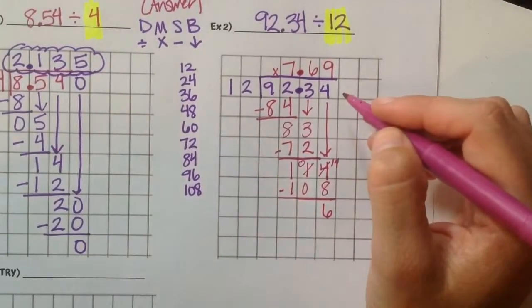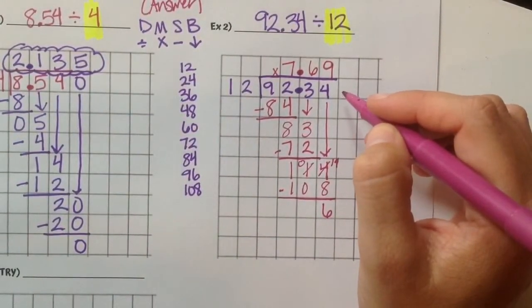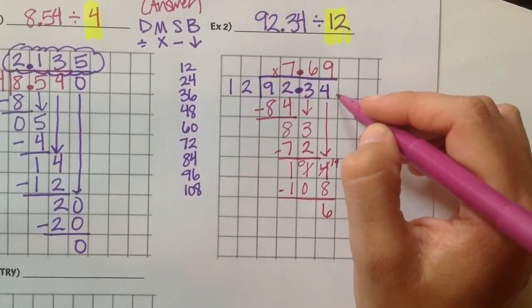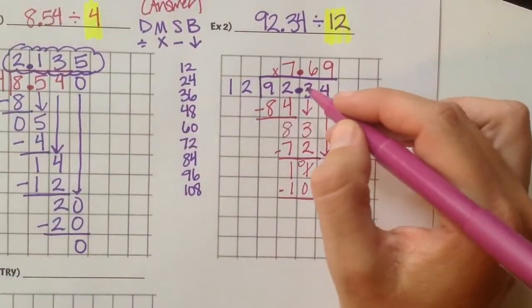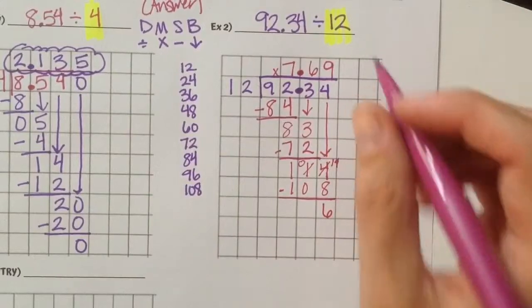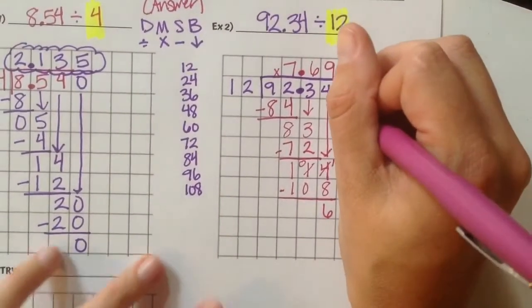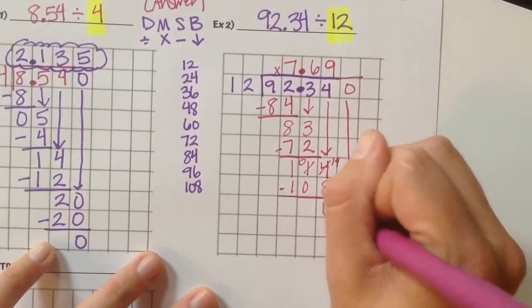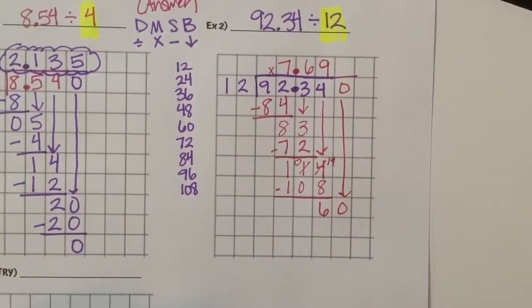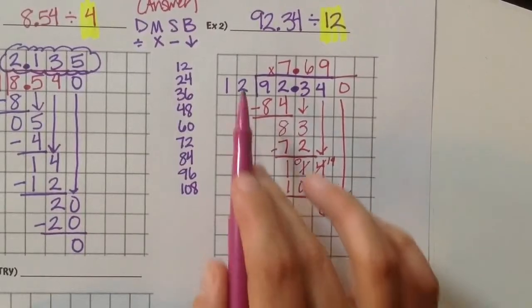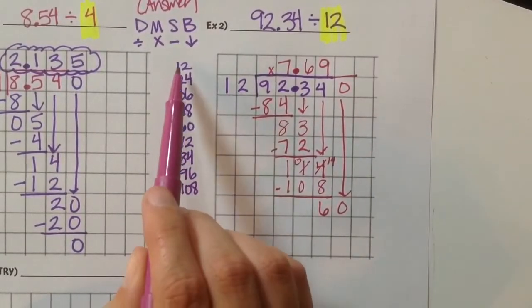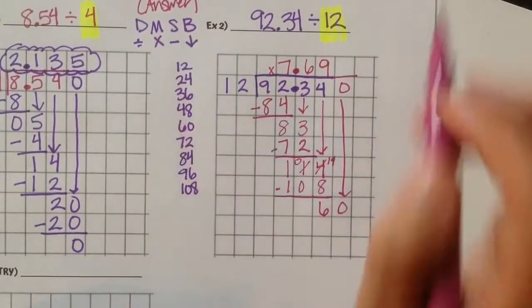Okay, so just like before, we said normally with long division, we would put a decimal here, we'd add a 0. But we already have a decimal point, so we don't need to add a decimal, but we do need to add a 0. A 0 at the end does not change the value. So bring down your 0, and back to step 1, divide. 60 divided by 12. 12 goes into 60 1, 2, 3, 4, 5 times.